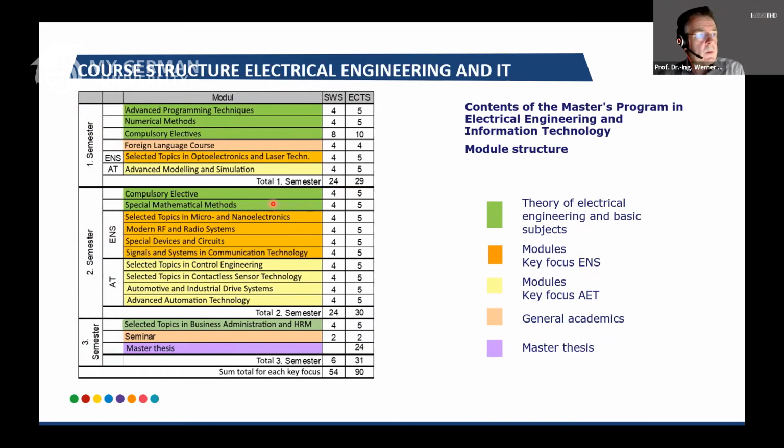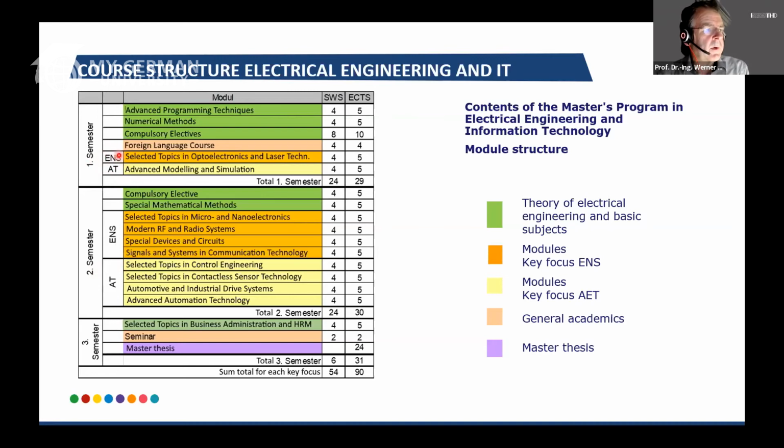So the green ones are the basics. This is programming, numerical and mathematical methods, which are given in the first and the second semester. And further on, you can choose a focus. On the one hand, ENS or automation.